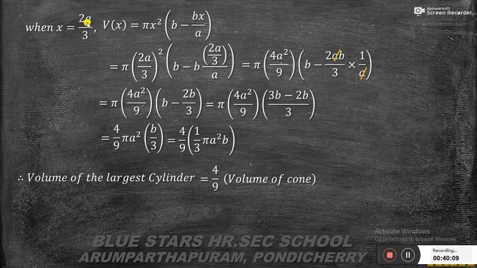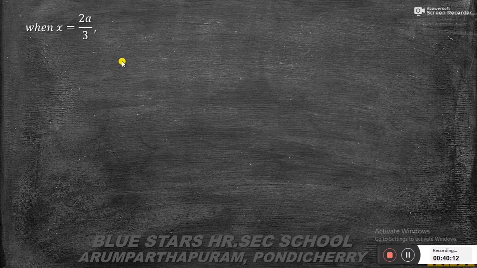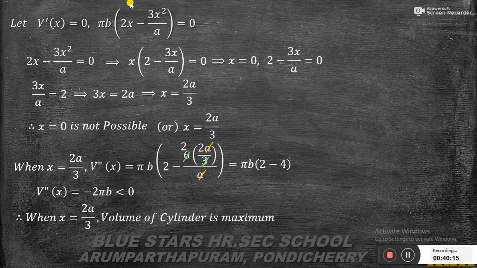So x equals 2a by 3. Now V dash of x is pi b into 2x minus 3x square by a equal to 0. So 2x minus 3x square by a equals 0. Here x is common, so x into 2 minus 3x by a equals 0. So x equals 0, or 2 minus 3x by a equals 0, so 3x by a equals 2, 3x equals 2a, x equals 2a by 3. So x equals 0 and x equals 2a by 3. x equals 0 is not possible, so I consider only x equals 2a by 3.